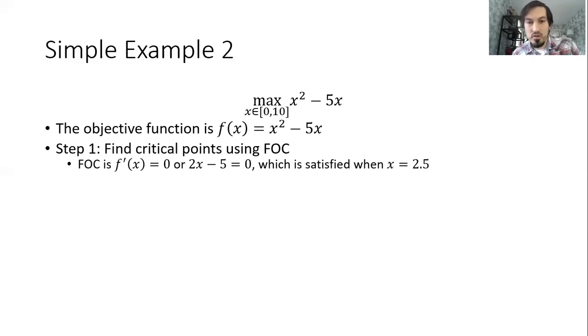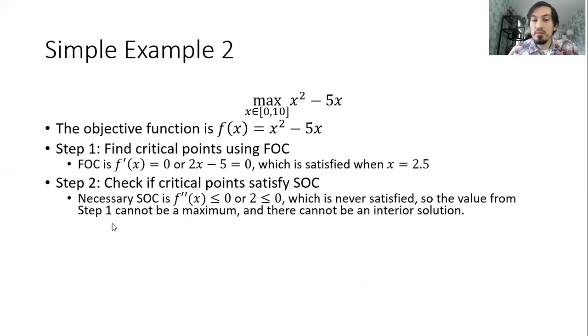What do you guys get? What are the second order conditions here? The second derivative is 2. And that should be negative. But wait a second, 2 is never negative. So that tells us that the thing that we found in step 1 is not a maximum, right? If the necessary SOC are not met, then you know it's not a maximum. What does this mean? There can't be an interior solution.